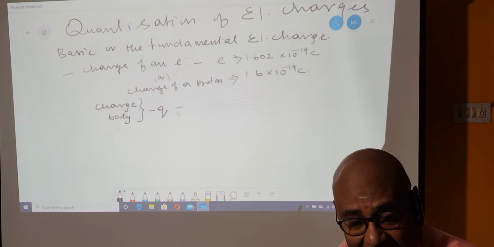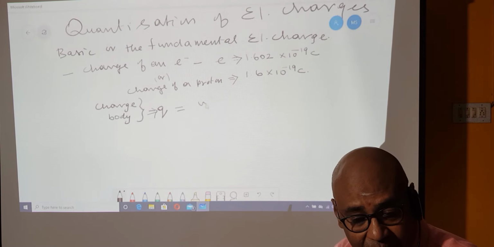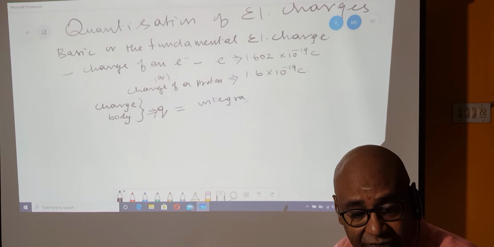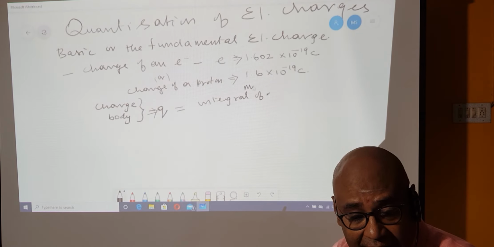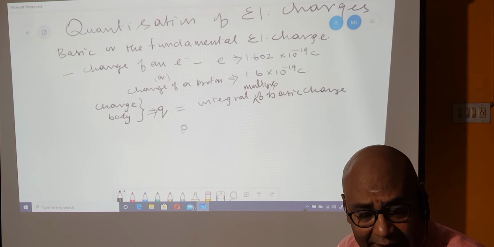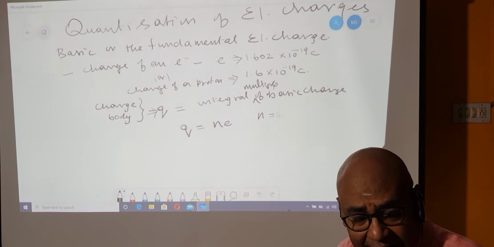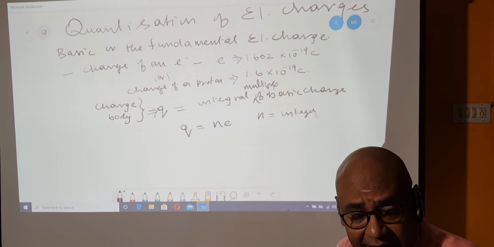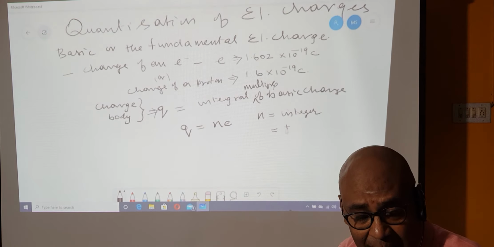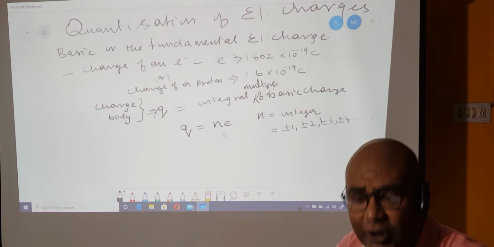So it is quantized like this. The total charge available in this body is always equal to an integral multiple of the basic charge. It is mathematically written as Q = n e. What is n? n is an integer. n may take the value plus or minus 1, plus or minus 2, plus or minus 3, plus or minus 4, etc.